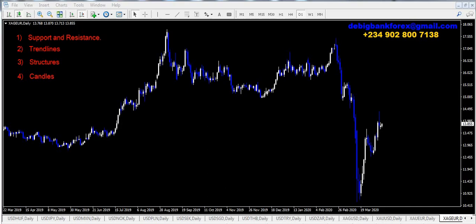In this particular series, as I promised you guys, we're going to be looking at price action, and we're also going to be looking at the last three, the 3 and 4. The first part I talked to you all about support and resistance, trend lines, but in this second part I'll be talking to you about structures and candles.